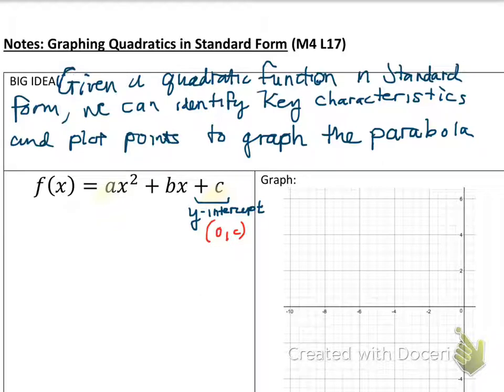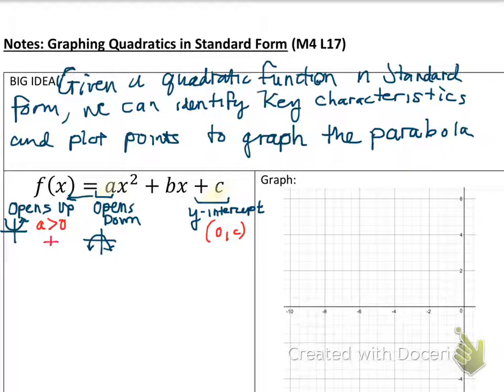First of all, it's telling us if our graph is opening up or down. So if it's opening up, we'll see a smiley face, versus opening down. And how this shows up in our a value is if our a value is positive, or greater than 0, or if our a value is less than 0, or negative.